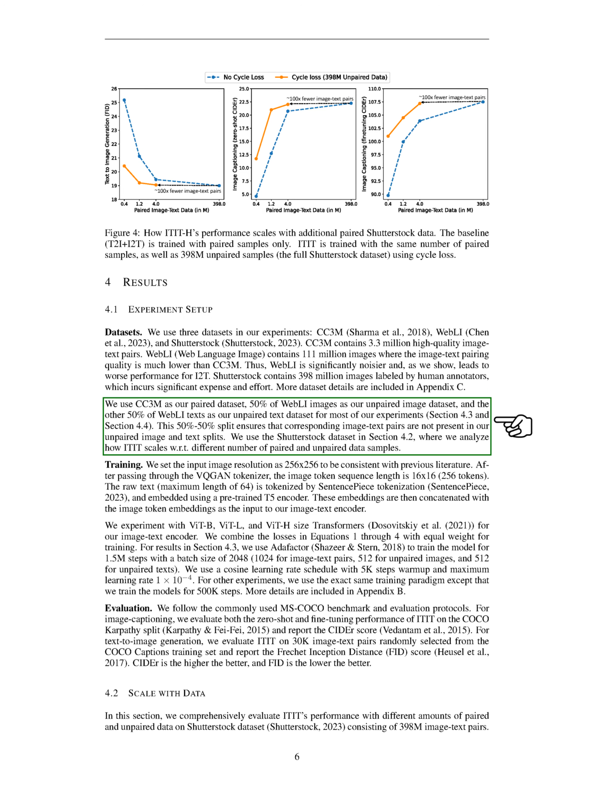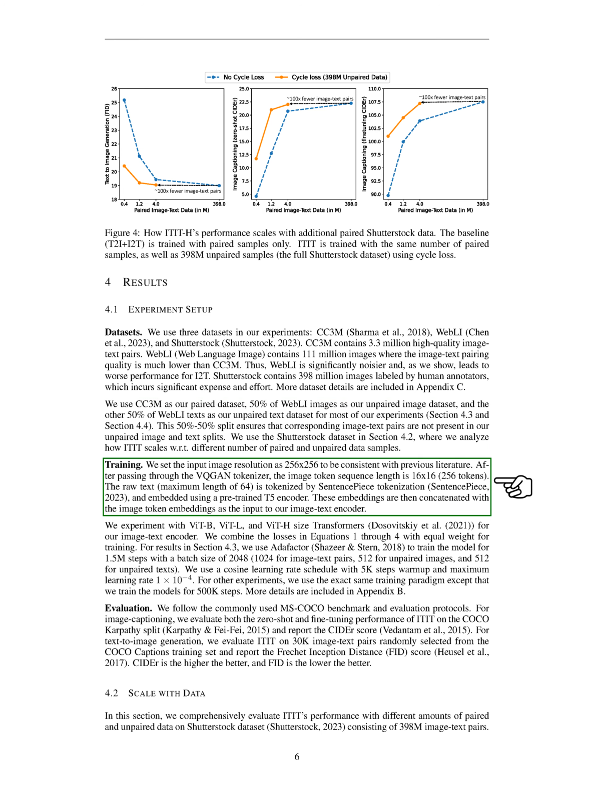For most of our experiments, we used CC3M as our paired dataset, half of the WebLI images as our unpaired image dataset, and the remaining half of WebLI texts as our unpaired text dataset. This split ensures that corresponding image-text pairs are not present in our unpaired image and text splits. We used the Shutterstock dataset to analyze how ITIT scales with different numbers of paired and unpaired data samples.